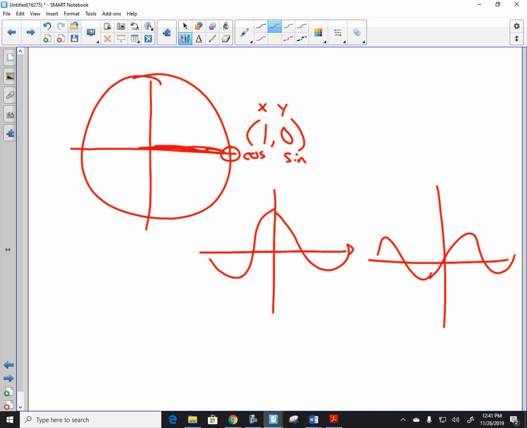Which one's the graph of cosine? The one on the left or the one on the right? Everybody agree that that's cosine? Everybody agree this is sine? So the sine of 0 is 0. The cosine of 0 is 1.